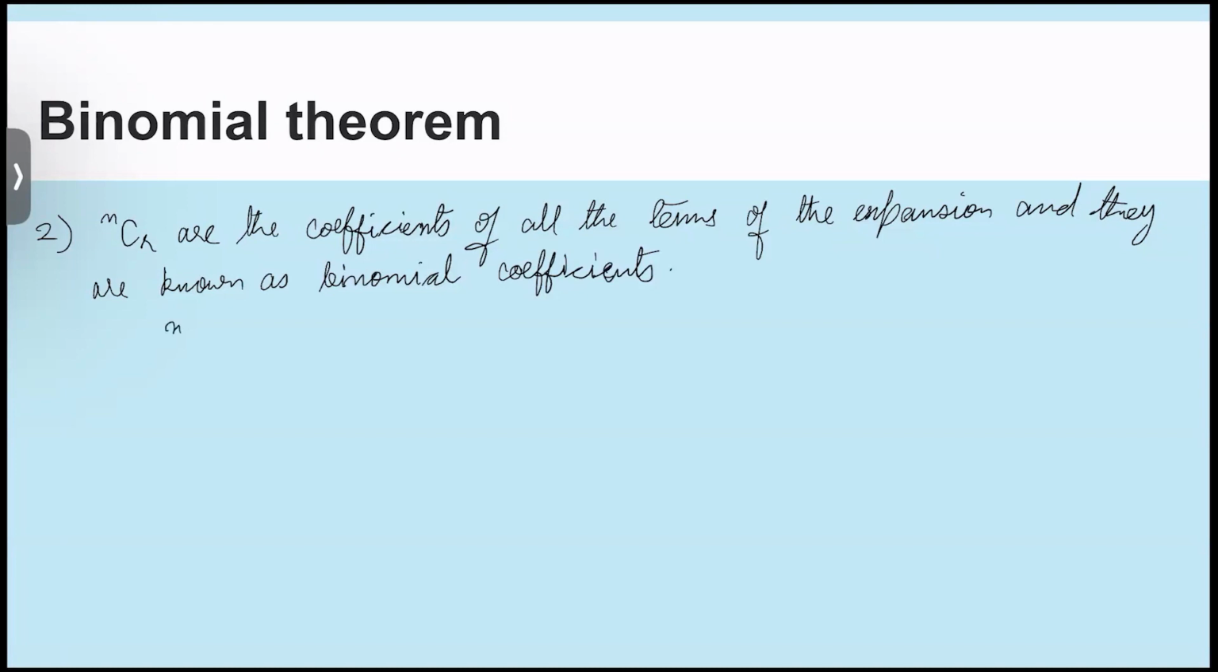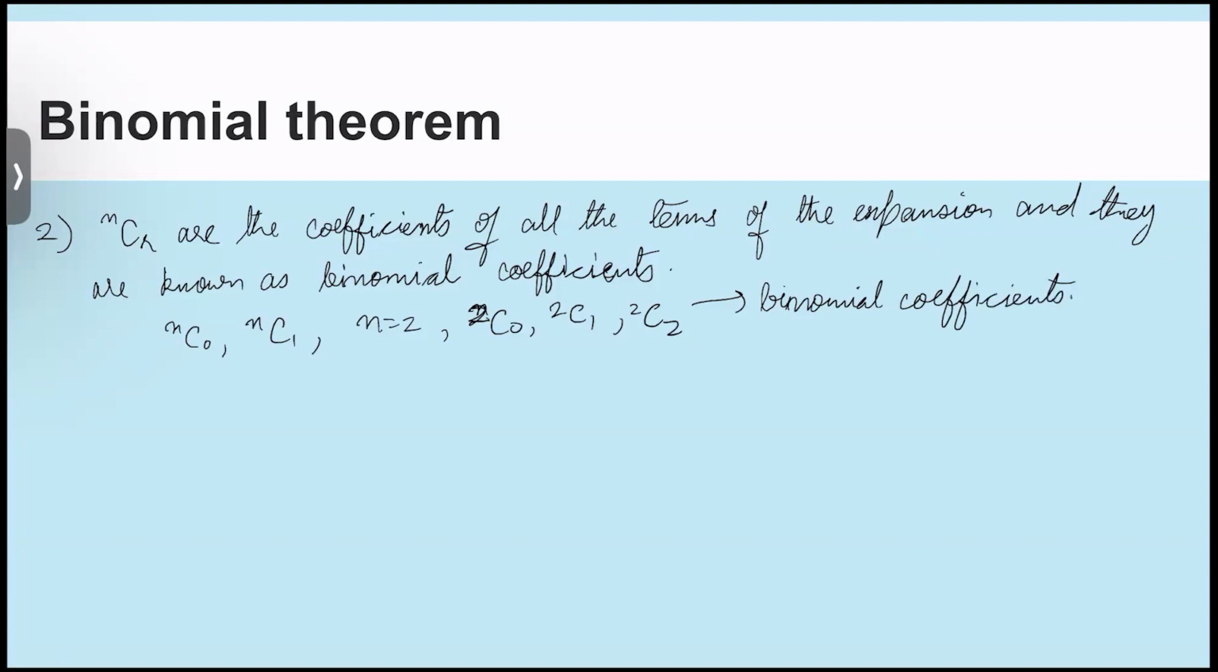So if your n is equal to 2, then 2C0, 2C1, and 2C2, all of these are called binomial coefficients. Okay, so this is again an observation, or a statement that we can see.